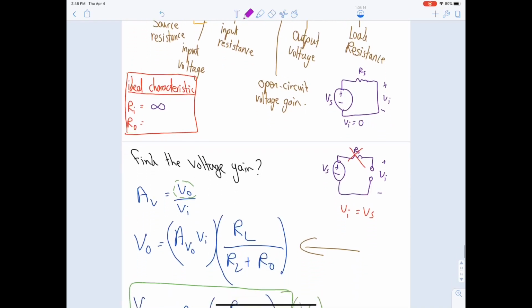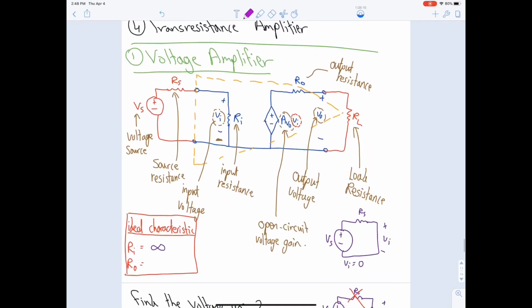So let's try it. I ran out of space. Here we have our dependent source, right? And we have our RO. It needs to be either short circuit or open circuit. This is my V output with RO shorted. Okay? And this is the other scenario where it is open circuit, V output, and this is RL, not V output, RO.